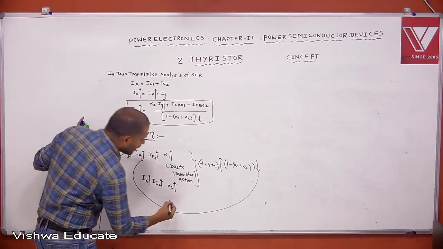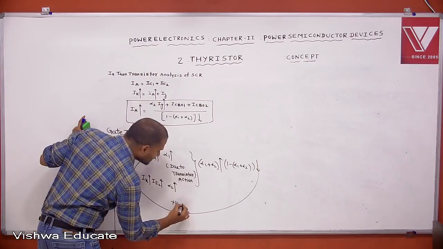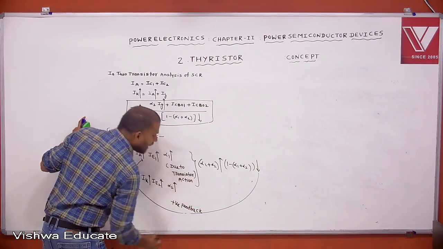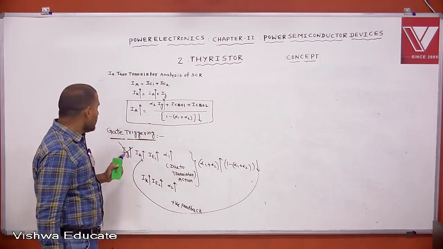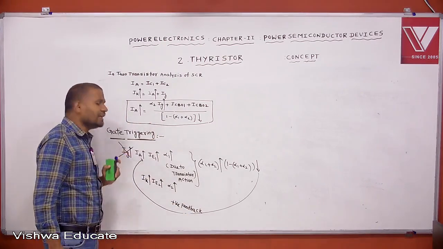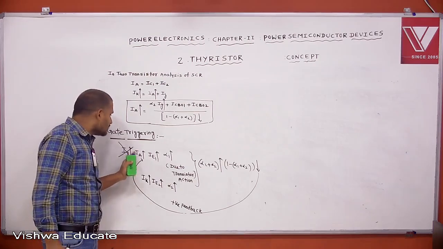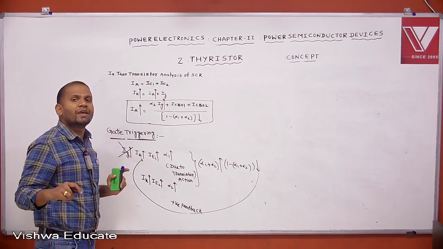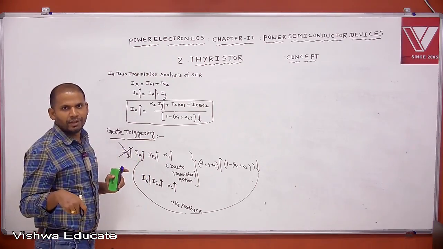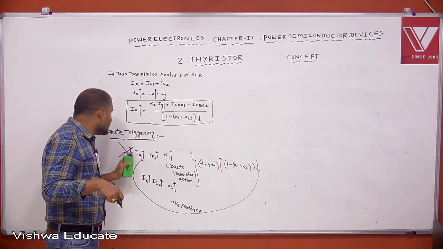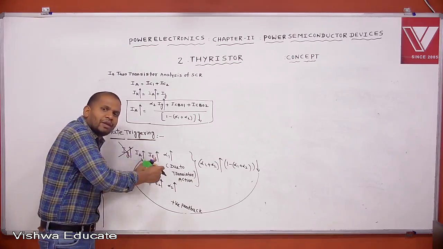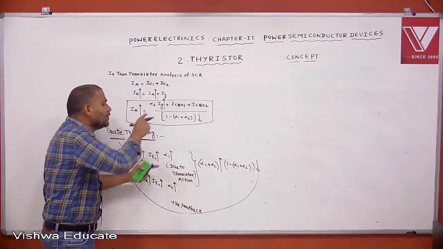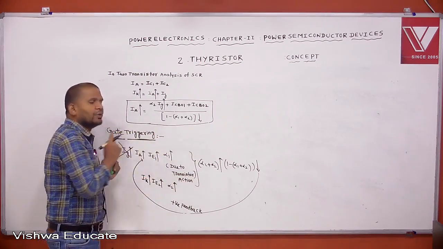That's why a positive feedback action exists. That's why a small increase of IC causes a large increase of IA. Here a large increase of IA means up to the rated current. That's the meaning. That's why with a small increase of IC, you just connect some gate supply, then remove the gate supply, then this process will be continued.